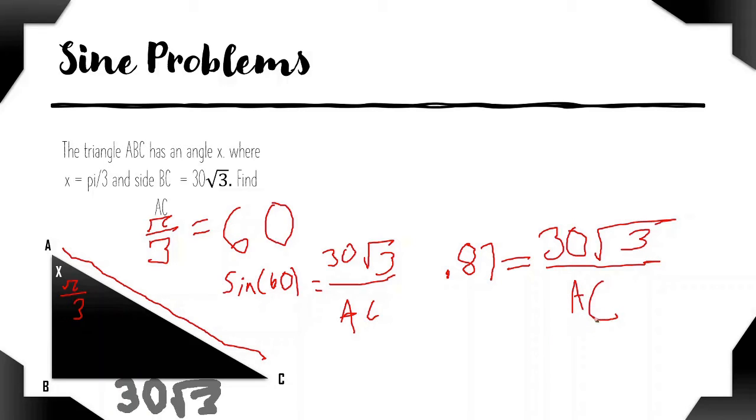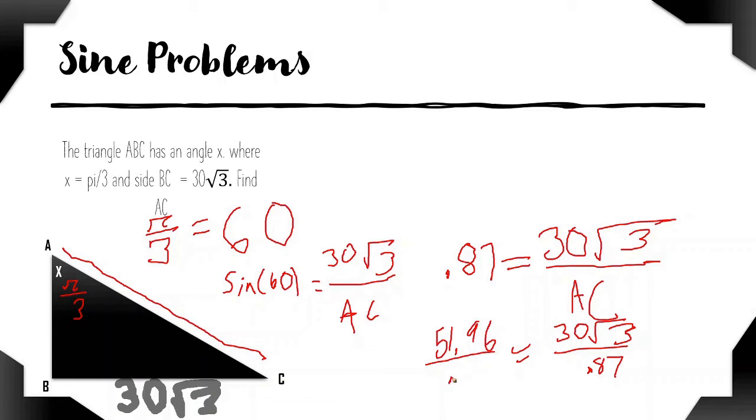And we can simplify this even further by isolating AC, and we get 30 times the square root of 3, and now we can divide that by 0.87. So what is that? So let's see. The square root of 3 is equal to 1.73. So 1.73 multiplied by 30 is equal to 51.96.